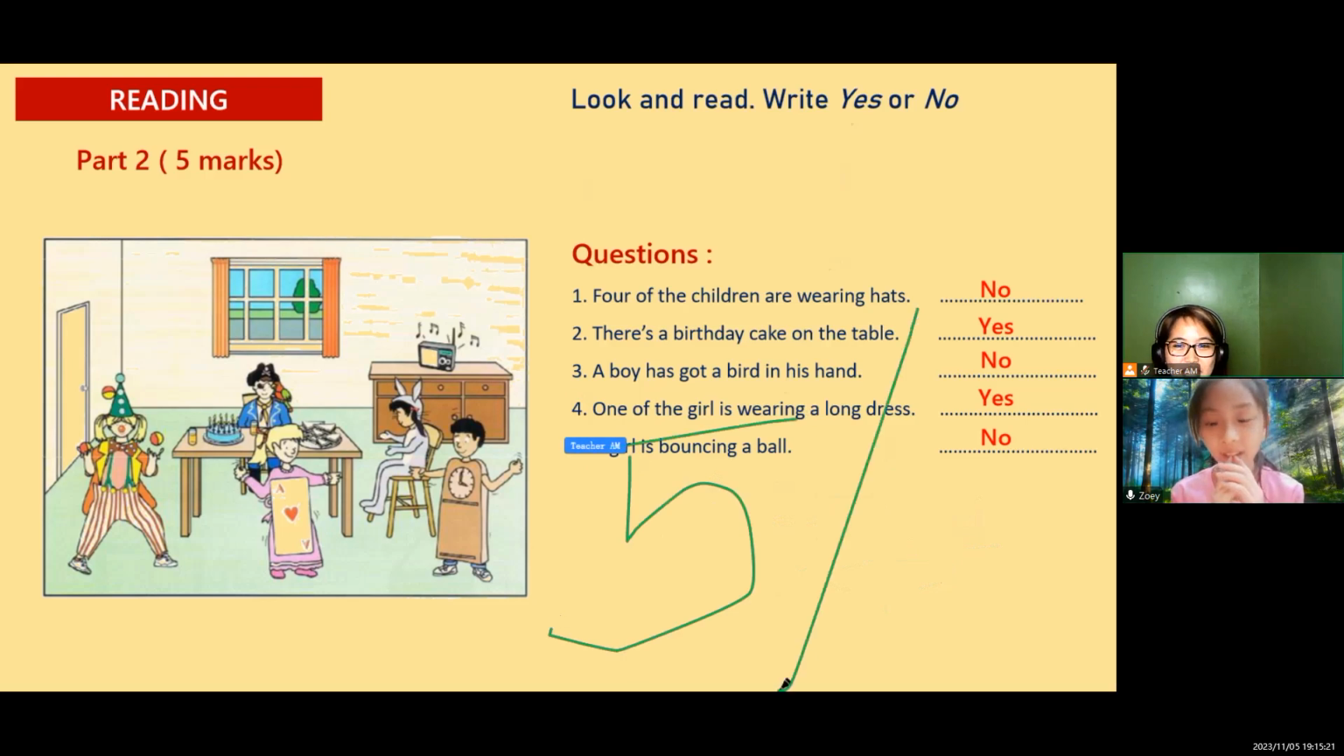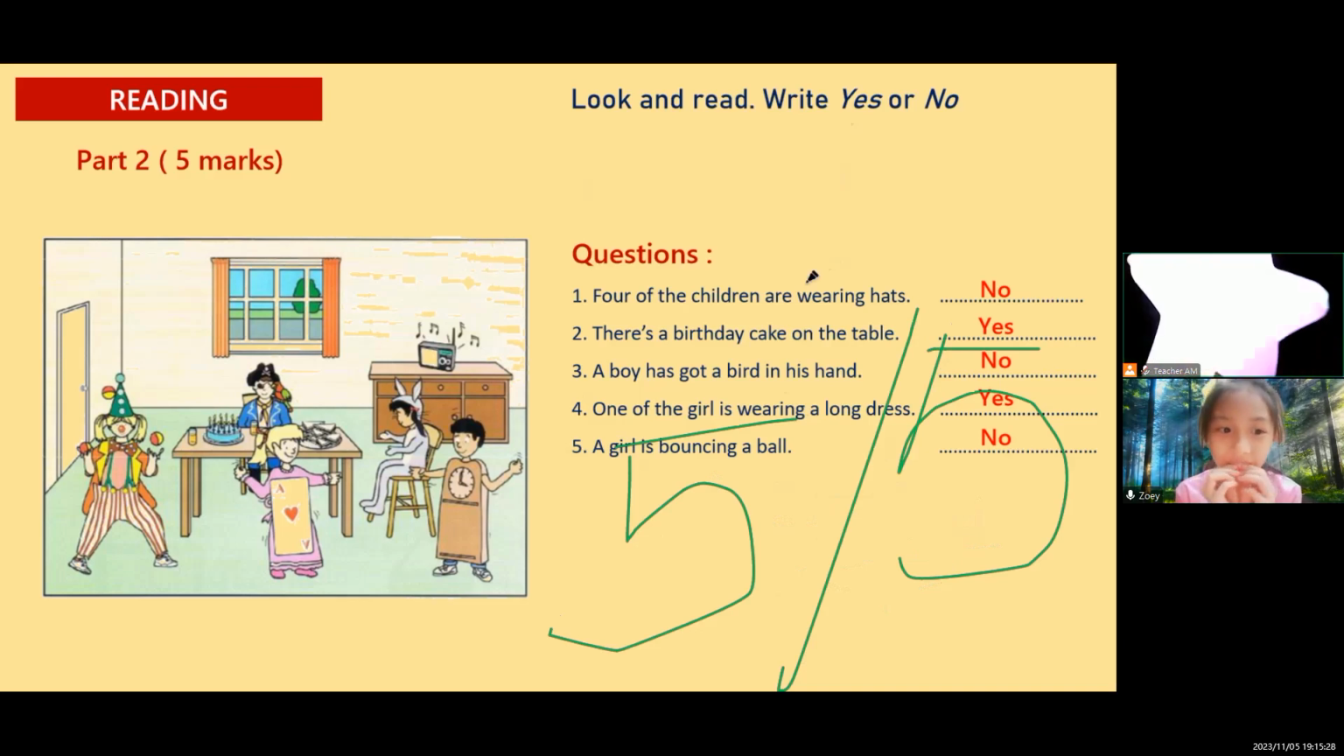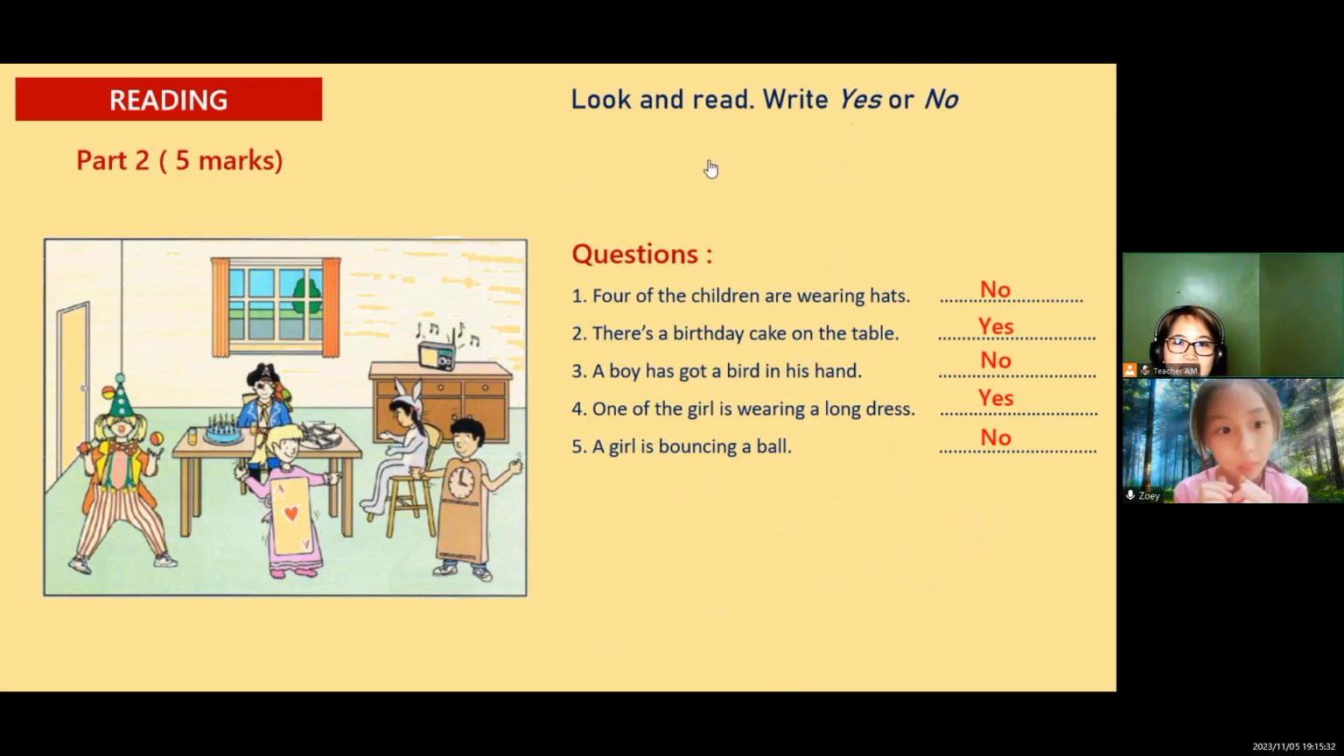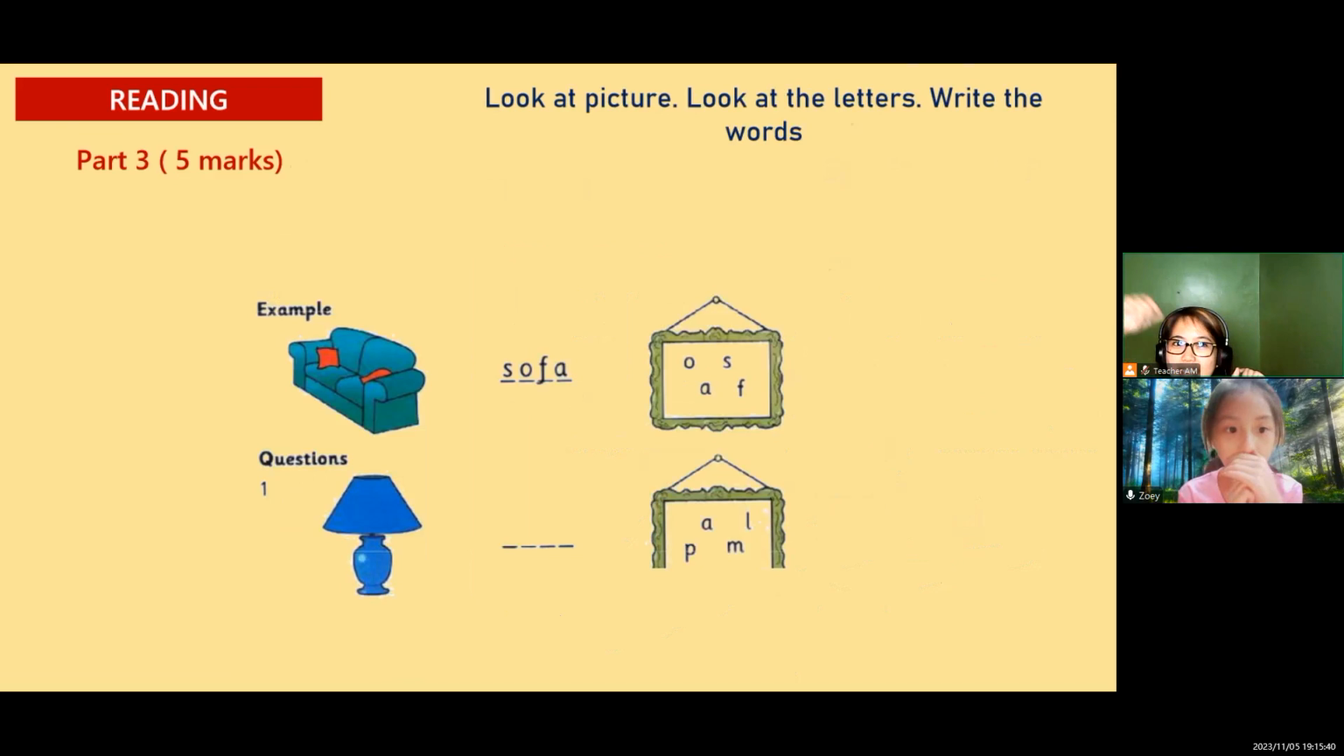You've got a perfect score of 5 out of 5. Of course, another 1 star. Okay, now let's proceed with part 3. So part 3, Zoey, you're going to look at the pictures and you write the word.